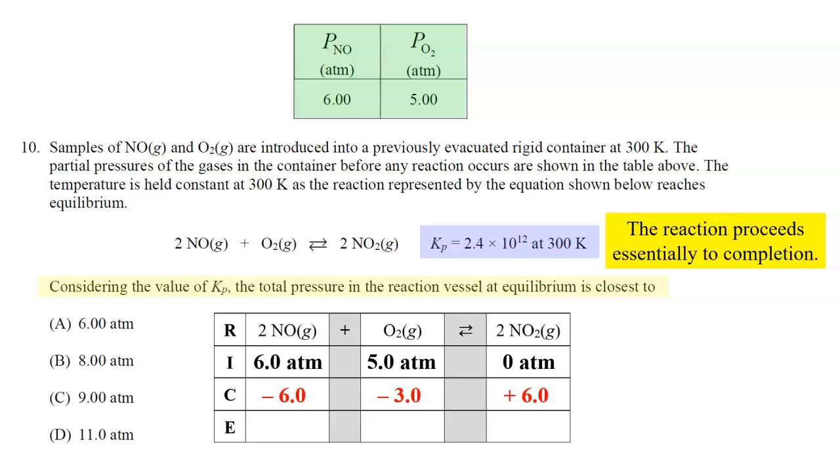Now that we know how the partial pressure of each gas is changing, we can fill in the rest of the RICE table. So at equilibrium, the partial pressure of nitrogen monoxide is going to be a very, very small number, so essentially 0. The partial pressure of oxygen would be 5 minus 3, or 2 atmospheres. And the partial pressure of the product, nitrogen dioxide, should be 6 atmospheres. So the total pressure in the reaction vessel at equilibrium would be 2 plus 6, or 8. So the correct answer to question 10 is choice B.